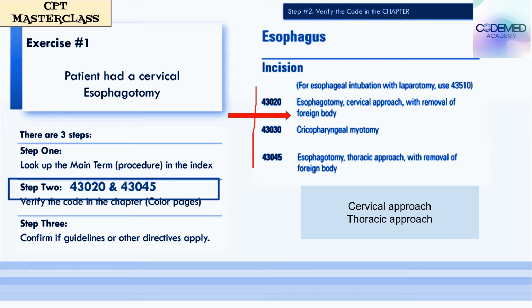In this case, 43020 reads esophagotomy, cervical approach, and 43045 esophagotomy, thoracic approach. In our patient, it was a cervical approach. So I zeroed down my code as 43020.